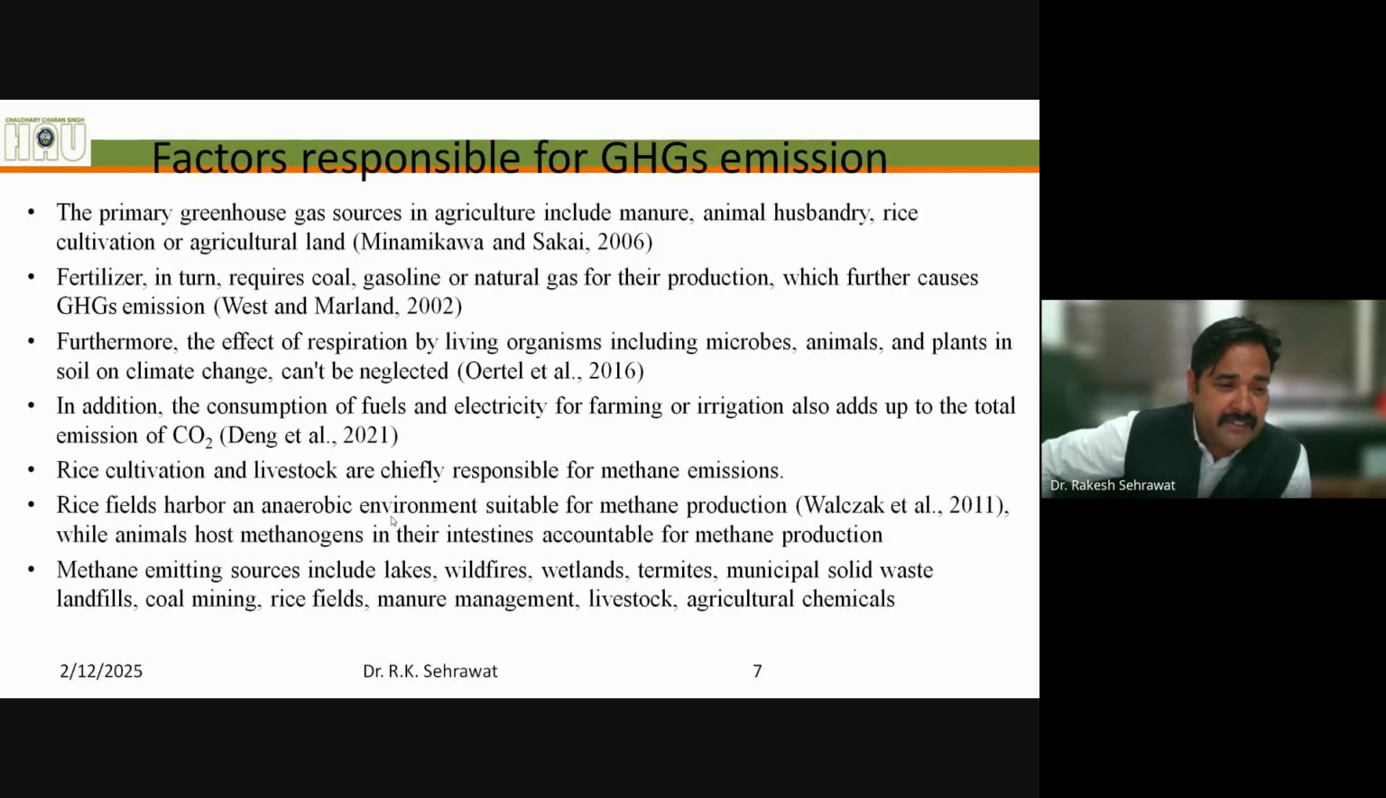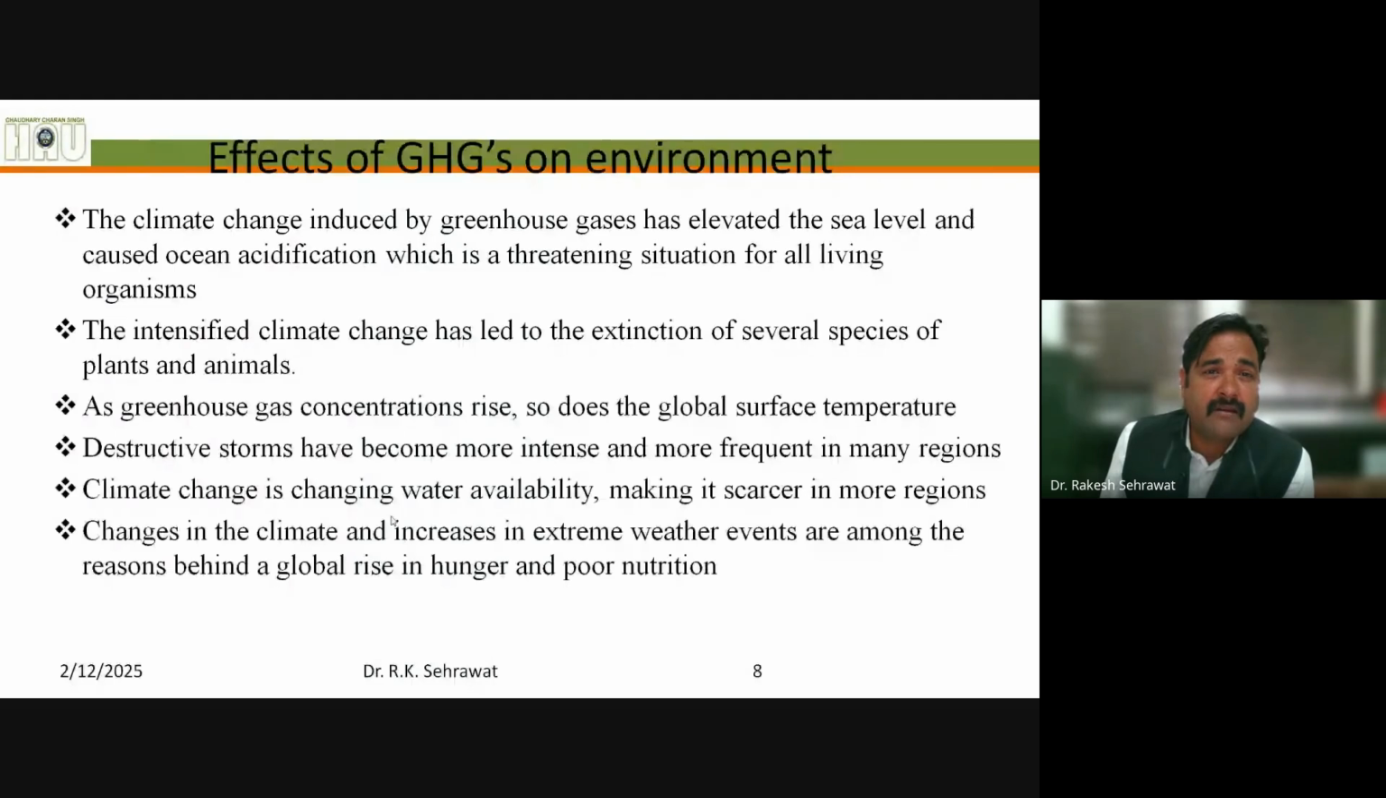Then rice cultivation, rice fields, methane emitting sources including lakes, wildfires, wetlands, termites, municipal solid waste, landfills, agriculture areas, coal mines. So these are the factors which are responsible for the greenhouse gas emission, and most of the factors we can easily manage. But because of our negligence, and you can see earlier the environment was not the major concern. So we can easily manage by using the microorganisms.